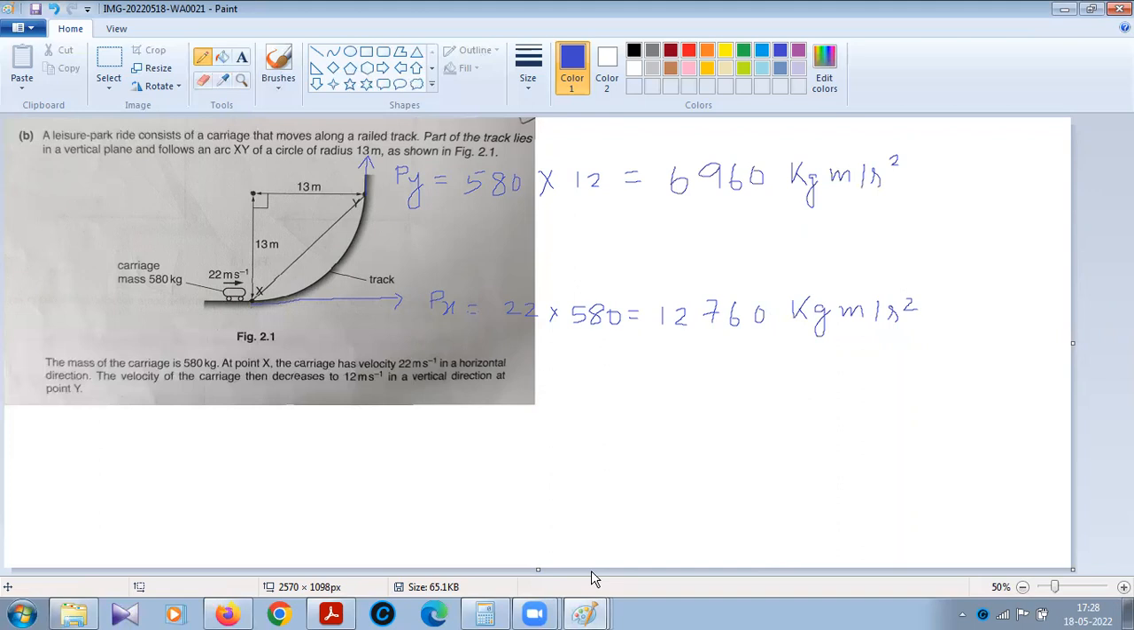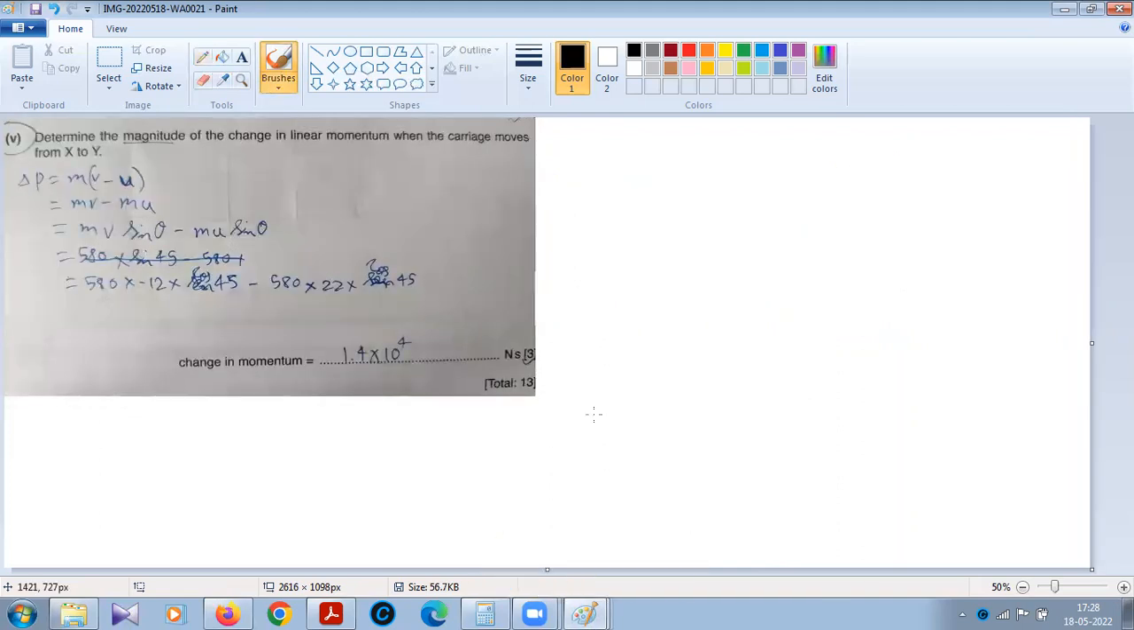Yes, the direction is different. So what they are asking in the question: determine the magnitude of the change in the linear momentum when the carriage moves from X to Y. Linear momentum initially is in the X direction and then in the Y direction.